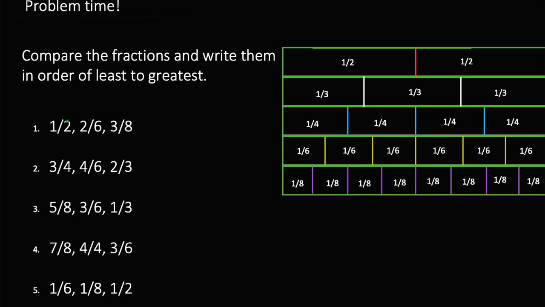So let's get started. Here we have 1/2, 2/6, and 3/8. Well, we can use this fraction strip right here, and we can trade them in to show 1/2, 2/6, and 3/8. Right here is 1/2, so we can easily shade in 1/2 like we did earlier.